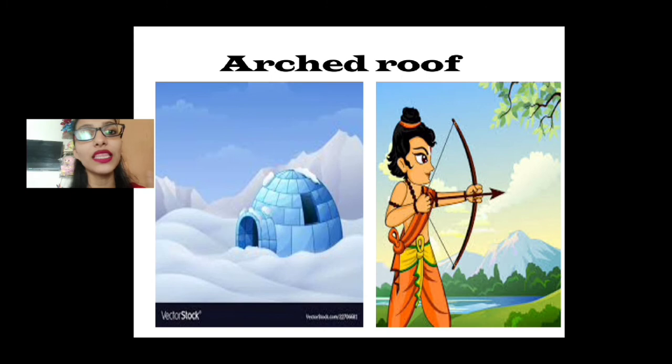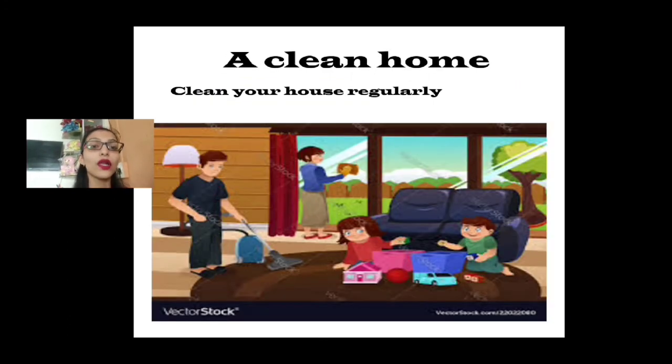So these are the three types of roof which are present. First one is a flat roof. Second one is a sloping roof. And third one is an arched roof. Okay. Now let's take a look at another part.